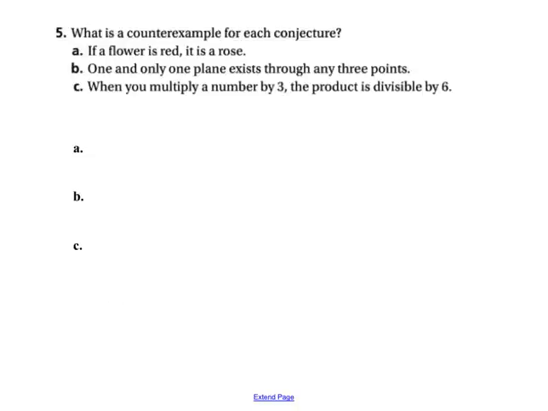All right, so if you look at letter A, if a flower is red, it's a rose. Well, what's a flower that's red that's not a rose? You could have a geranium, a carnation. There's lots of different ones that you could put in there to prove that that's false. So I'll just put in a carnation. Should have done it in red. That would have been better.